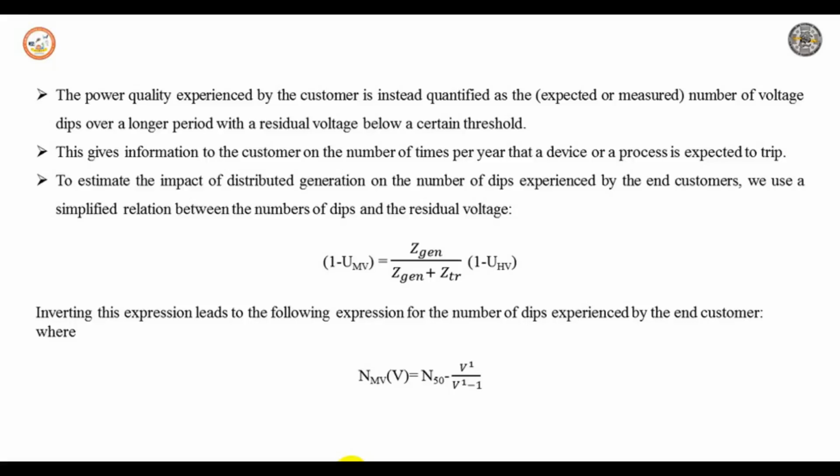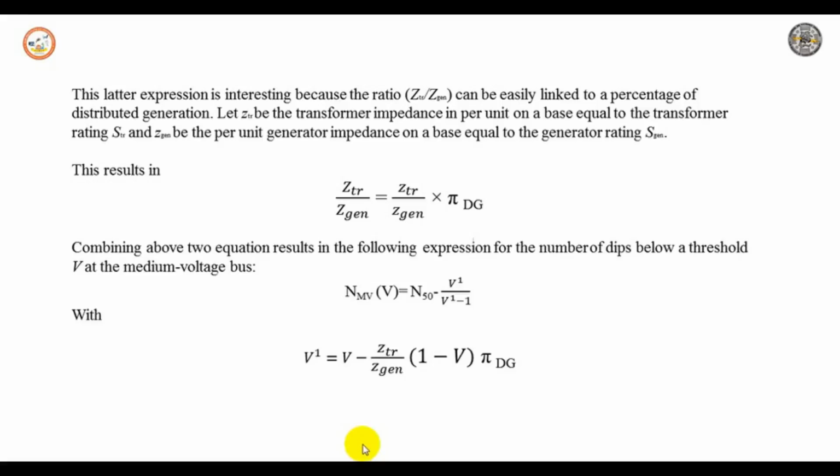So here let ZTR be the transformer impedance in per unit on the base equal to the transformer rating, that is STR, and Zgen be the per unit generator impedance on the base equal to the generator rating, that is Sgen. This will result in one more equation, that is ZTR divided by Zgen. Here you can see that it is equal to ZTR divided by Zgen times the percentage of DG. By combining the last two expressions, we get the following expression for the number of dips below the threshold V at a medium voltage bus: NMV is equal to N50 of V bar divided by V bar minus 1, with V bar equal to V minus ZTR divided by Zgen times 1 minus V times pi dg.